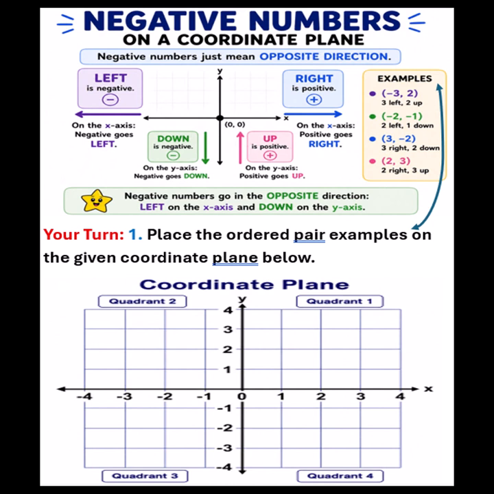Now we're going to work together because at this point, I think we understand what's going on. So assist me with placing the ordered pair examples in this rectangle right here. We're going to place them in the coordinate plane at the bottom of your worksheet in your student activity workbook. So let's do this together.